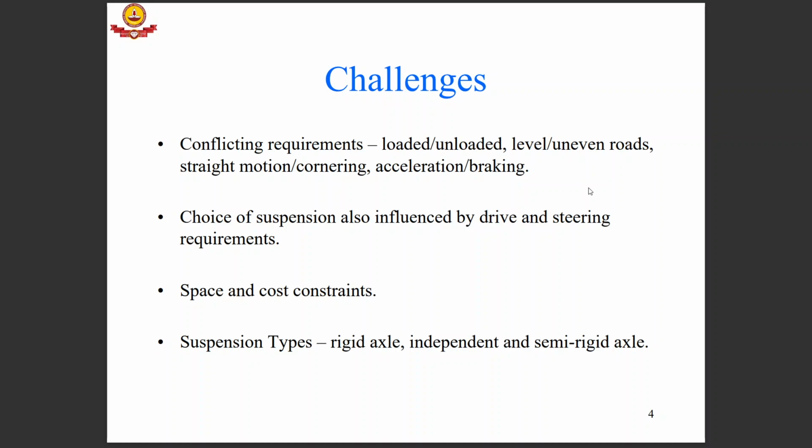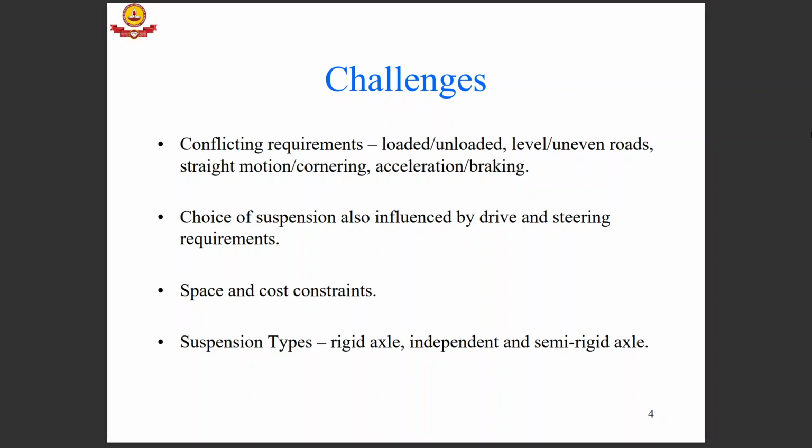Second requirement is level versus uneven road. So how it should behave on a flat road surface versus how it should behave on an uneven road. So those are also conflicting operating scenarios. Then there is straight line motion and cornering. So some attributes of suspension will help us in straight line motion, but it may deteriorate the cornering capabilities, whereas some aspects will help us in cornering, but may lead to subpar performance during straight line motion. And the same thing can be said about acceleration and braking.